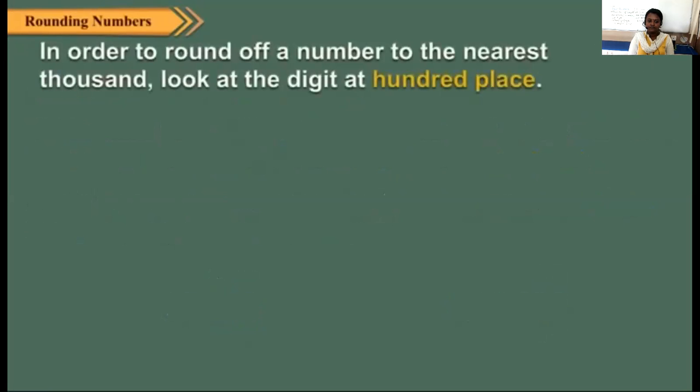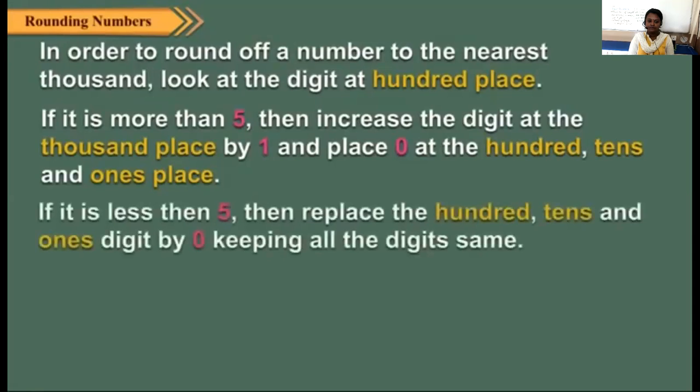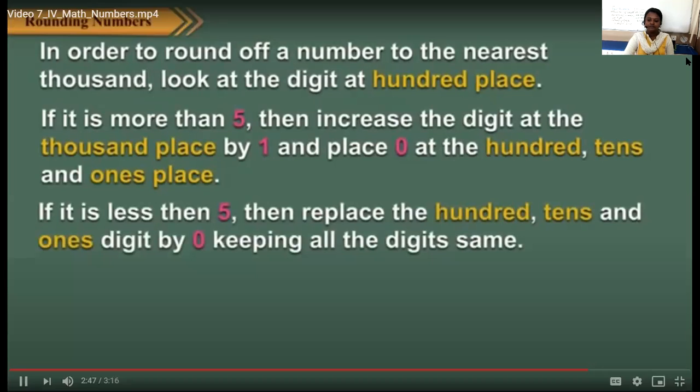In order to round off a number to the nearest 1000, look at the digit at the hundreds place. If it is more than 5, then increase the digit at the thousands place by 1 and place 0 at the hundreds, tens and ones place. If it is less than 5, then replace the hundreds, tens and ones digit by 0, keeping all the other digits the same. Let us see some examples.